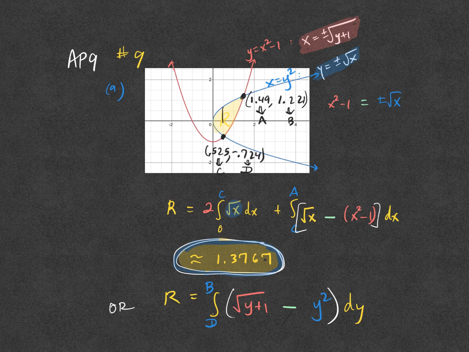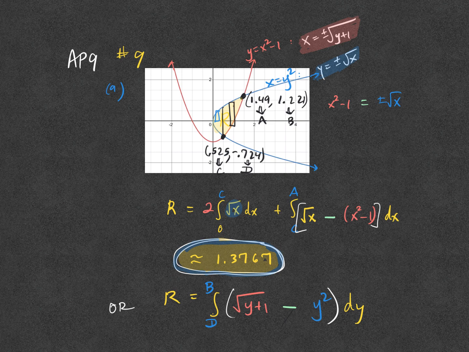First, let's use vertical representative rectangles. And we'll just find the area in quadrant 1 from 0 to this x value. And we'll double it because we've got the symmetry of the parabola there. Once we pass this x value, then we're going to do representative rectangles that go from the blue curve to the red curve.